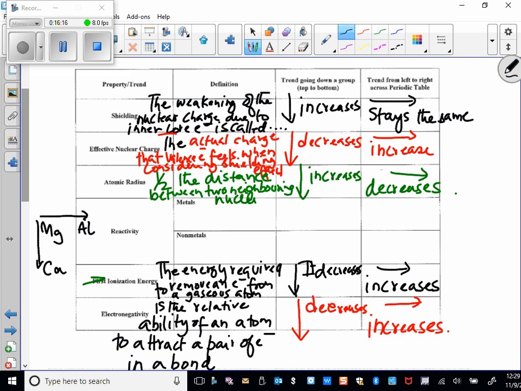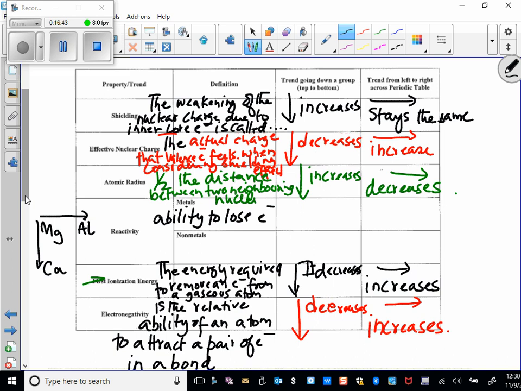Why is calcium the most reactive metal? If you're talking about reactivity of metals, what is the reactivity of the metals? Reactivity of the metals is their ability to lose electrons. So if they can lose an electron easily, then they are more reactive. If they can't lose it, then they are less reactive.